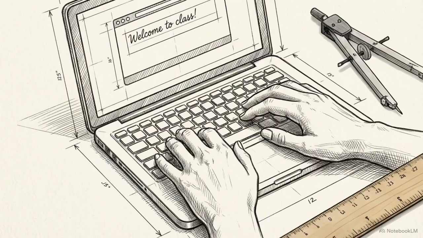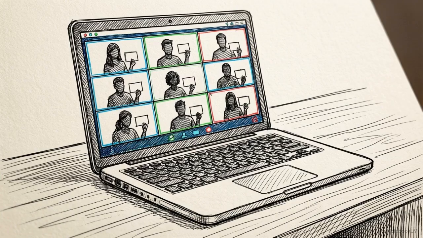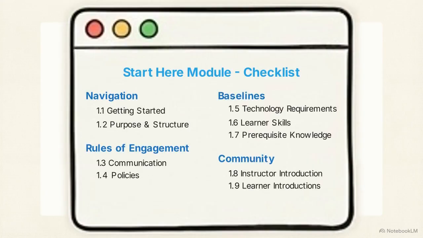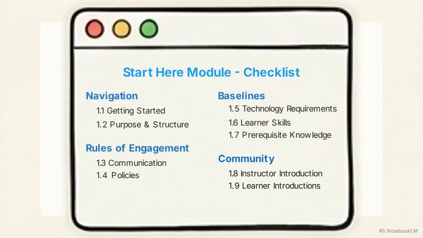As the instructor, you need to model the expected behavior. Post the first welcoming reply in that forum to establish your presence and show students you are actively engaged. Humanizing the digital space turns a series of links into a place for active learning and peer connection. This checklist represents a fully populated, structurally sound Start Here module. You established clear navigation, set rules of engagement, defined baselines, and built a community. These 9 steps turn a blank LMS shell into a functional launchpad for your course content.